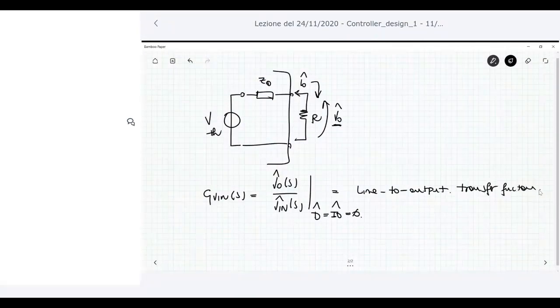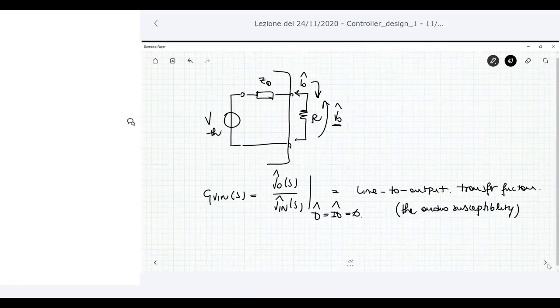Okay. Remember that we derived this kind of relationship in steady state for any converters we examine in that situation, and we call this variation the audio susceptibility. So this line to output transfer function is just the extension of the DC quantity audio susceptibility to any kind of frequencies.